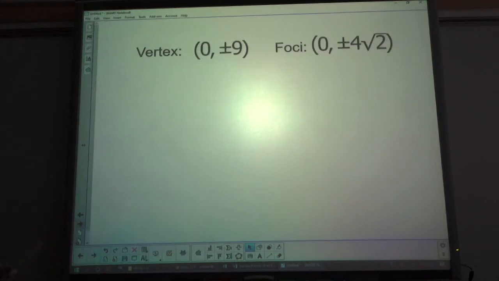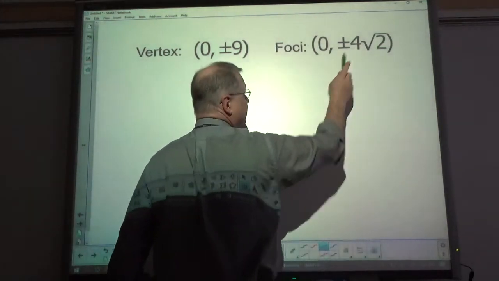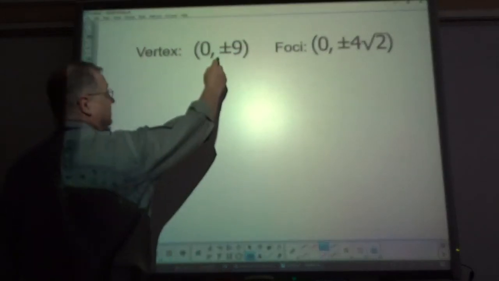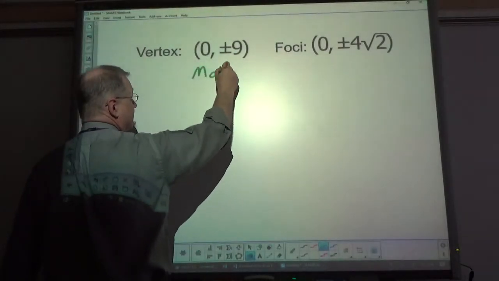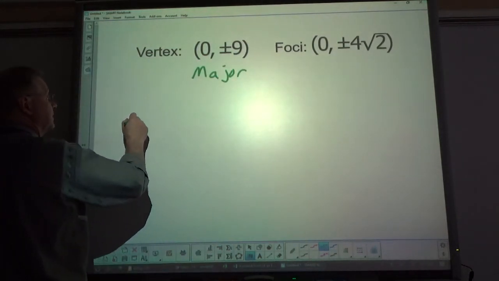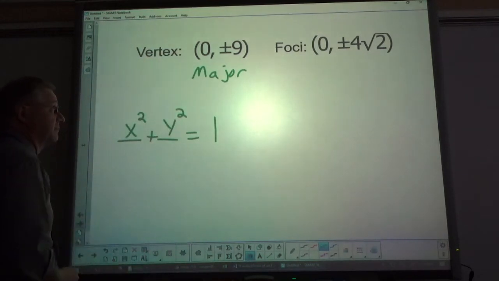Let's take a look at another option. What if they give you a vertex and the foci? Well, how do I know if that vertex is the major or minor vertex? That's actually easy to know because the foci is always the same position as the major vertex. So this must be the major. And that's the foci. So we know it's x squared plus y squared equals 1, and they're over something.